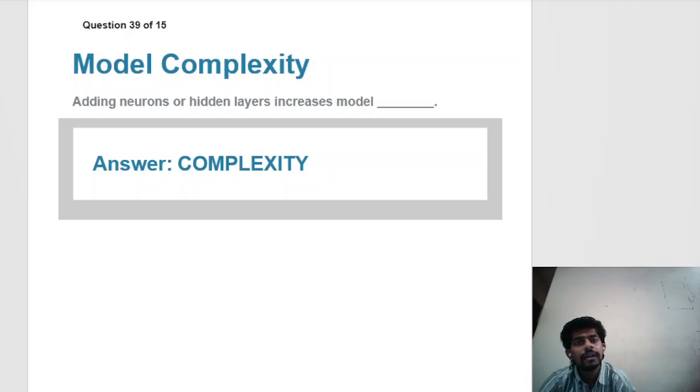It's about model complexity, and let's see the question. Adding neurons or hidden layers increases model dash. The answer here is complexity or capacity. Model capacity refers to the complexity of patterns a model can learn. Affecting capacity are the number of layers, neurons per layer, and types of connections. The capacity implications are that higher capacity can learn more complex patterns, but there is a risk of overfitting. Balance is needed between capacity and data.